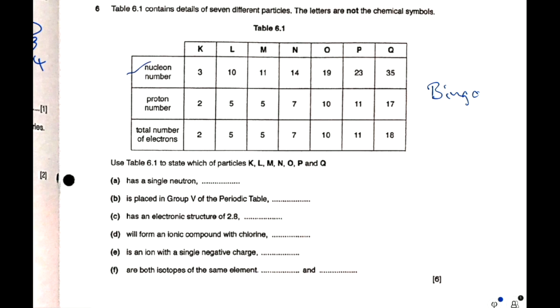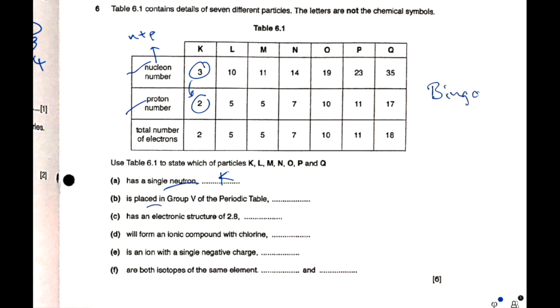Which one has a single neutron? The nucleon number is neutron plus proton. So if you want to find the number of neutrons, you need to take nucleon number minus proton number. So the answer is actually K, the first one, because 3 minus 2 equals 1. That means there's 1 neutron.